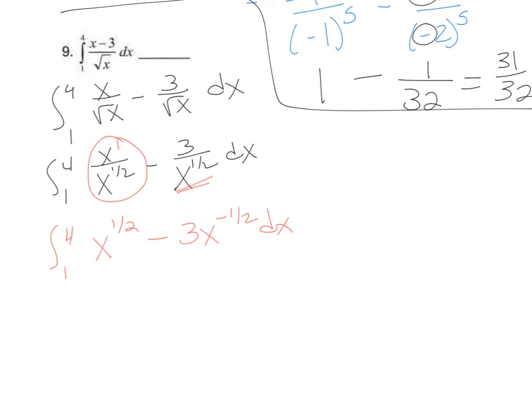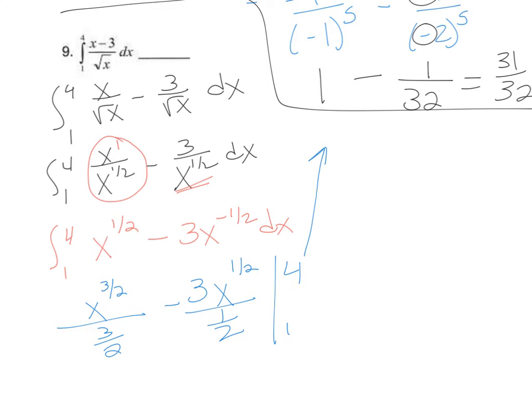So now from here we can do the power rule. Add 1 to the exponent over the exponent. -1/2 plus 1 is 1/2. And then from 1 to 4. Instead of dividing by those fractions, we're going to multiply by the reciprocal.